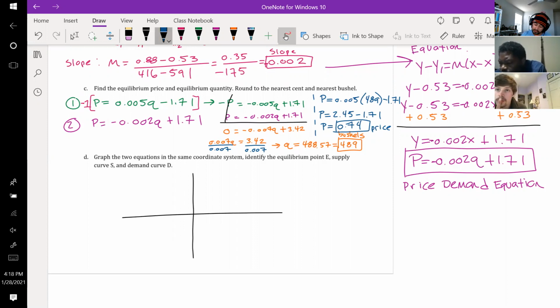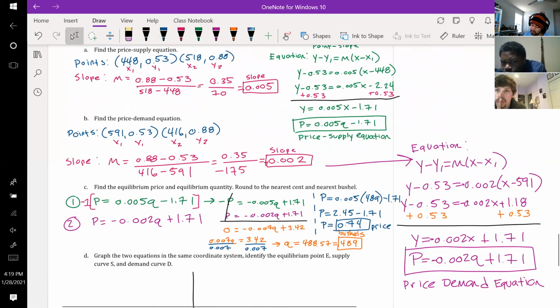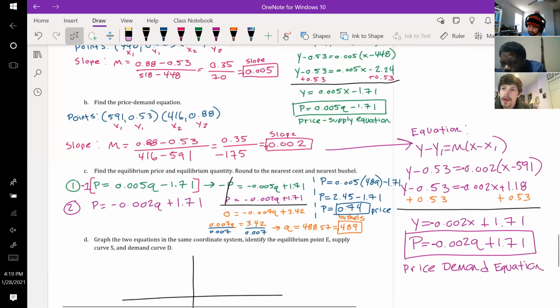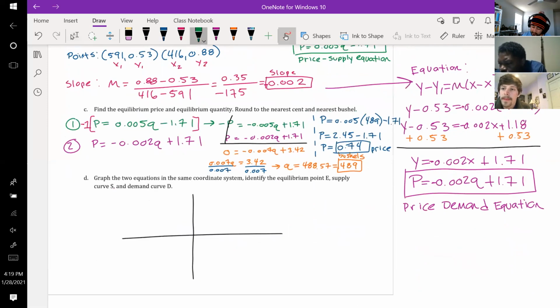And all I want you to do is remember what slope does. On the very first price supply equation, 0.005Q, is that slope positive or negative? Positive. And on a graph, which way do positive slopes go? Up and to the right. So my price supply equation is going to be this. This is my price supply.